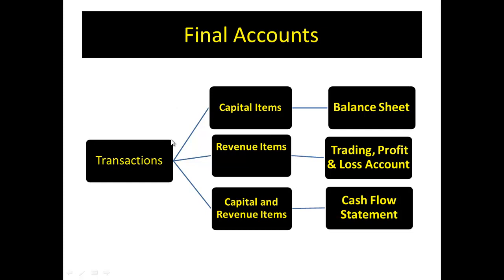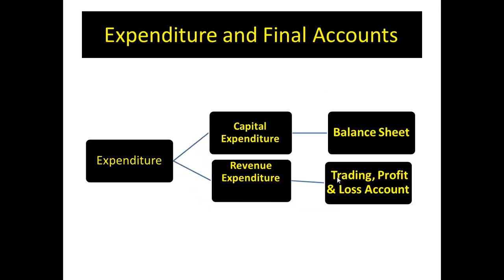For example, the capital items will be transferred to the balance sheet. The revenue items are transferred to the income, profit and loss account. Capital and revenue items may affect the cash flow statement. So we can see the distinction between capital and revenue is important as a prelude to understand the treatment in their financial statements. Let us take the expenditure.